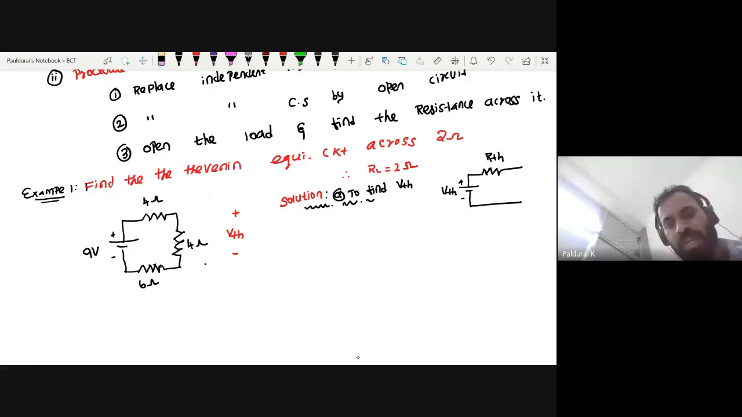So now what is VTH? Anyone? Can you mark this VTH, plus minus? Now this is my VTH. Therefore, what is VTH? The voltage across 4 ohm.